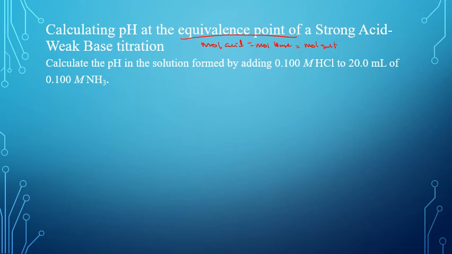So I have the pH that I'm trying to calculate for a solution formed by adding 0.1 molar HCl to 20 milliliters of 0.1 molar NH3. So I just want to start off the problem here, making sure you understand. Use a little bit of logic. What should my pH be at the equivalence point? Well, notice I have a strong acid and I'm reacting that with a weak base. So I'm going to have an acidic salt. So therefore my pH at the equivalence point should be less than 7.